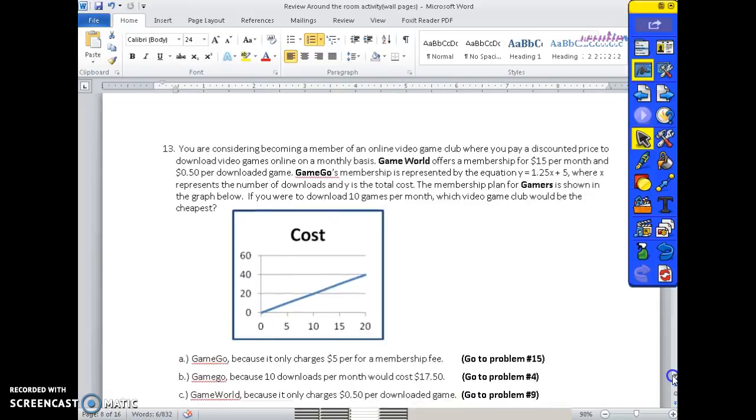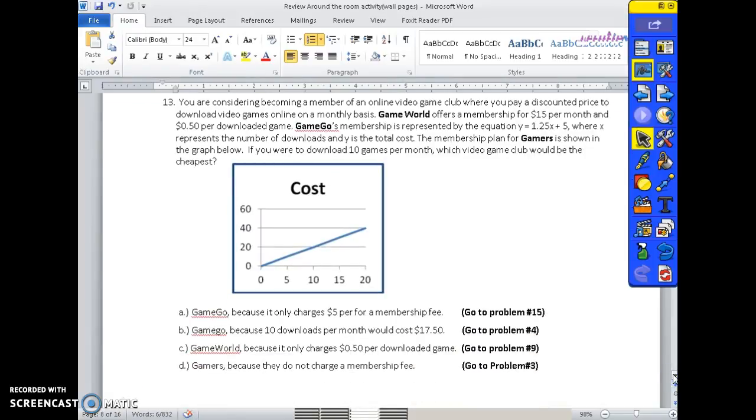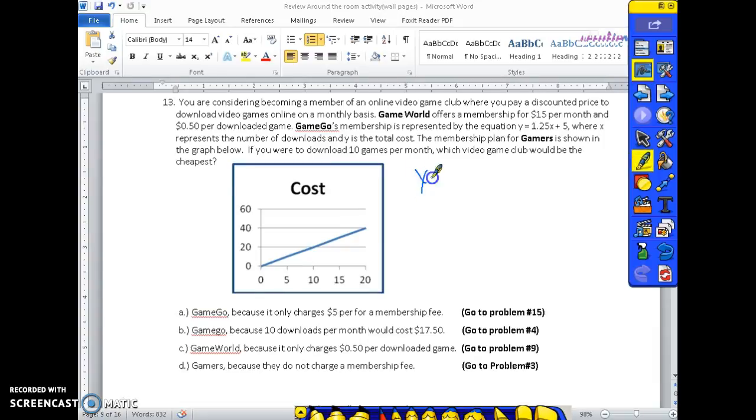Problem 13 says that you are considering becoming a member of an online video game club where you pay a discounted price to download video games online on a monthly basis. Game World offers a membership for $15 per month and 50 cents per downloaded game. So that's the equation for Game World.